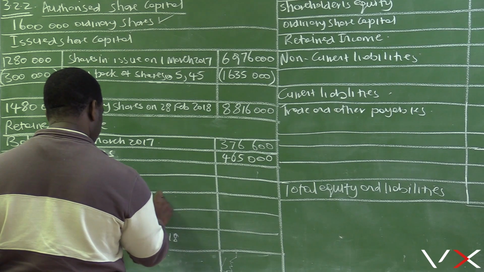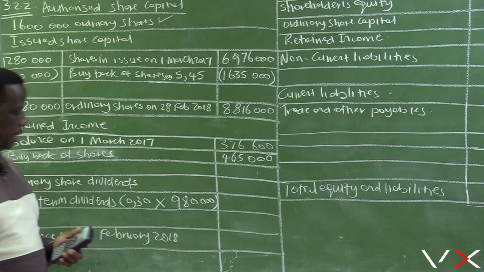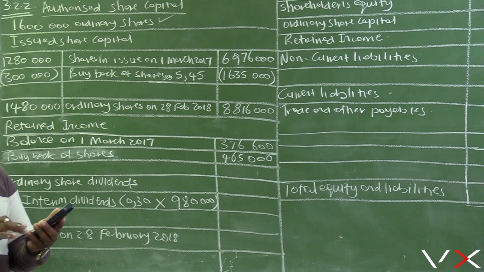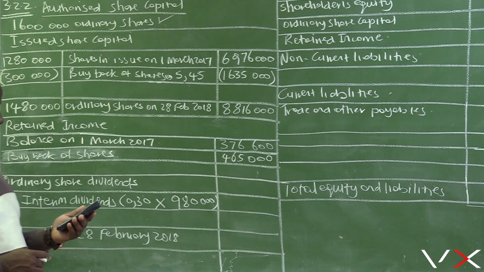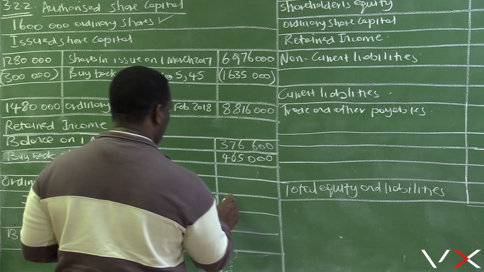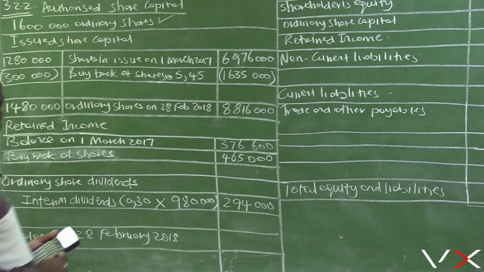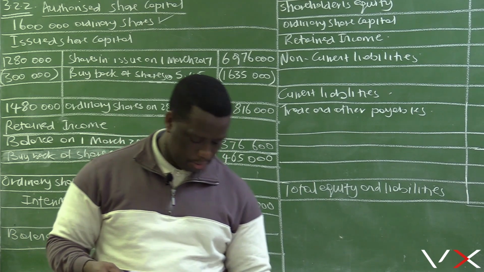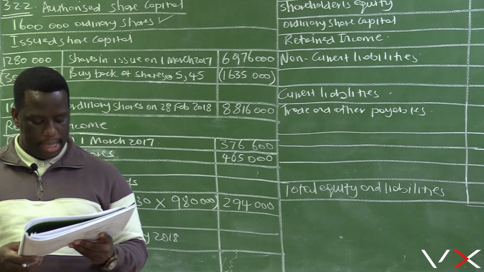So it will then be 30 cents multiplied by 980,000 shares. 30 cents multiplied by 980,000 shares gives us 294,000. So our interim dividend is 294,000. Right. So 30 cents per share, and the total number of shares that was in issue at that particular date was 980,000 shares.